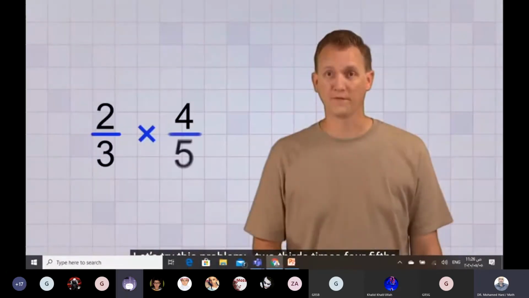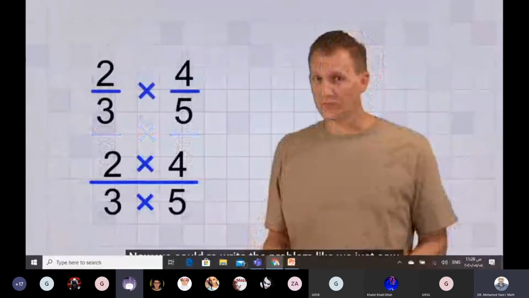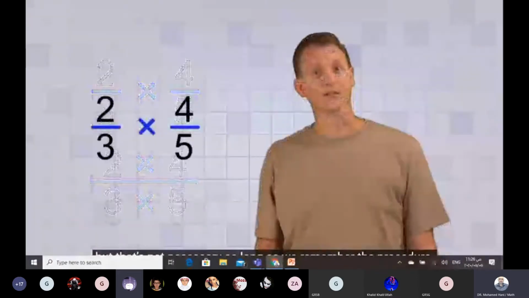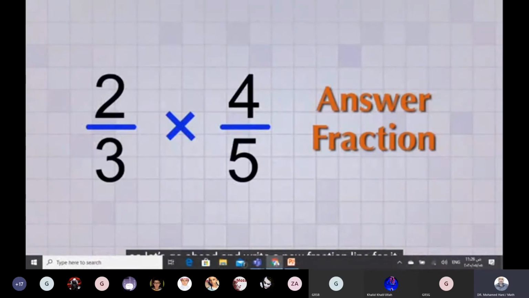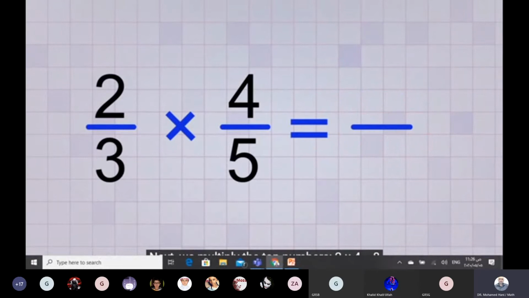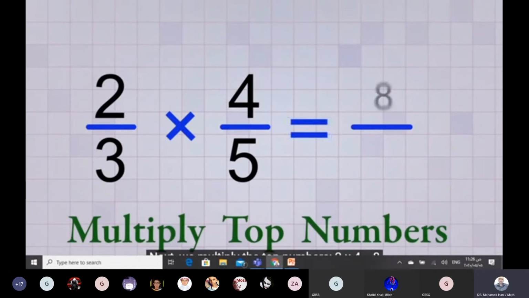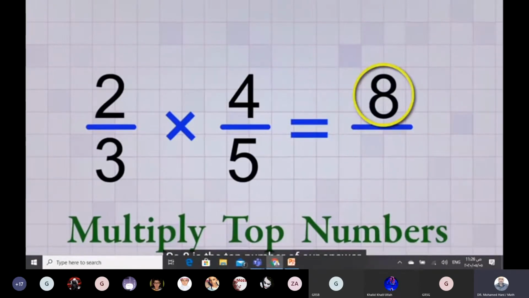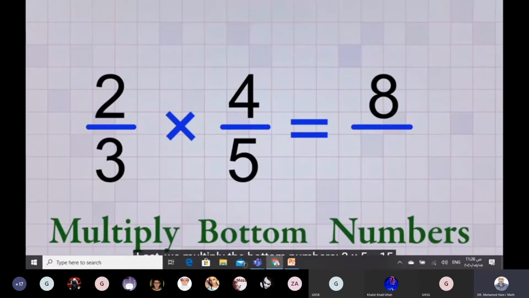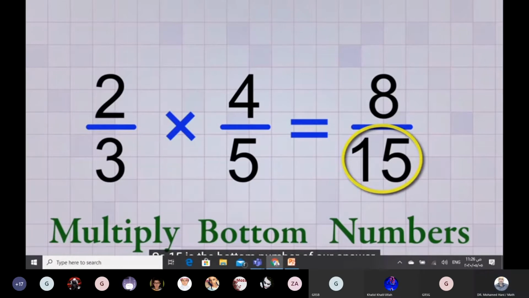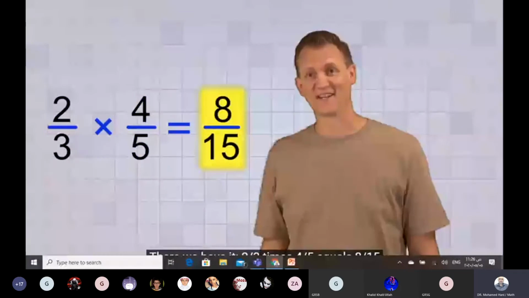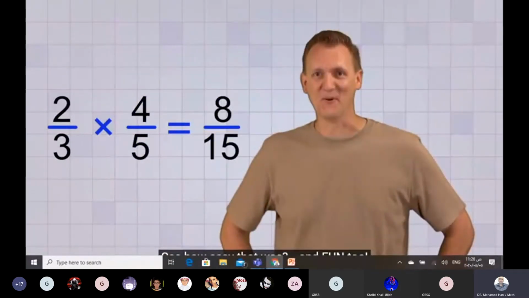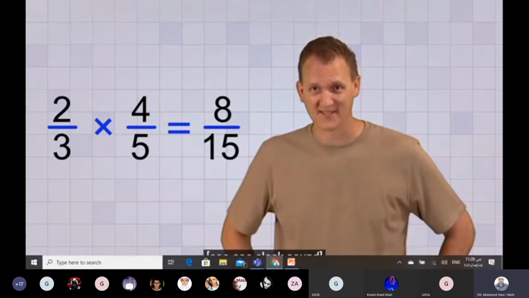Let's try this problem. 2/3 times 4/5. Now we could rewrite the problem like we just saw, but that's not necessary as long as we remember the procedure. First, we know our answer is going to be a fraction, so let's go ahead and write a new fraction line for it. Next, we multiply the top numbers. 2 times 4 equals 8, so 8's the top number of our answer. And last, we multiply the bottom numbers. 3 times 5 equals 15, so 15 is the bottom number of our answer. There we have it. 2 over 3 times 4 over 5 equals 8 over 15. See how easy that was? And fun, too. Even funner than video games.